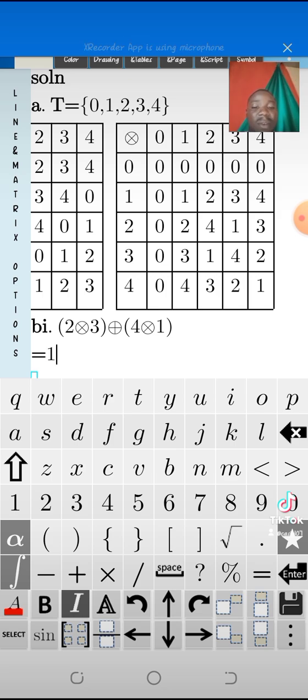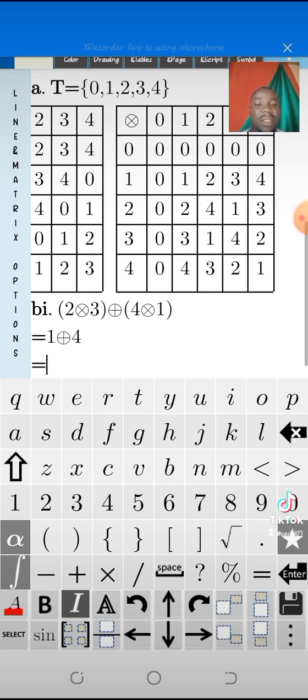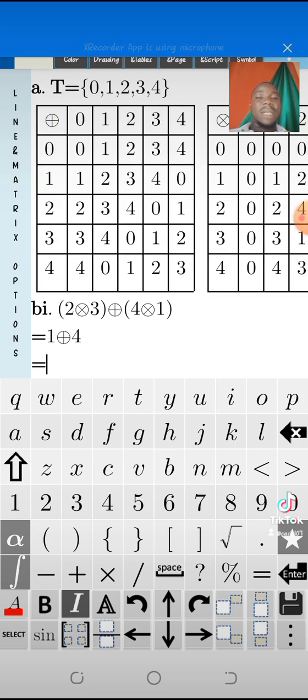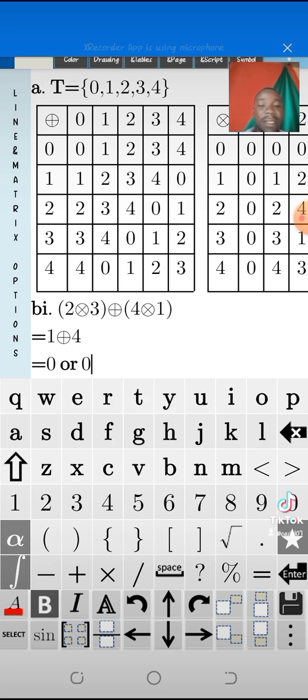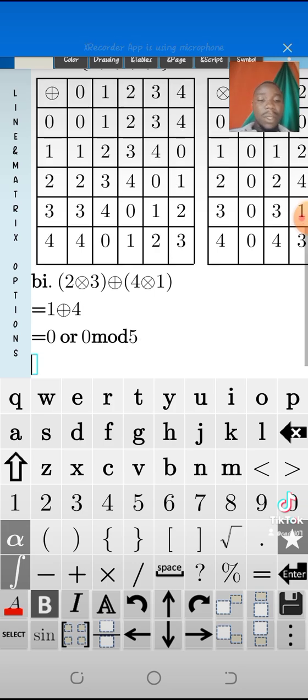Okay, so it's going to be 1 plus, okay, then from your multiplication table again, 4 times 1 is 4. Is that okay? And then this is just equal to, you are now left with 1 plus 4. So you move to the addition table. So 1 plus 4 from the addition table now is 0. Is that okay? So you have 0, or you can write it as 0 mod 5.